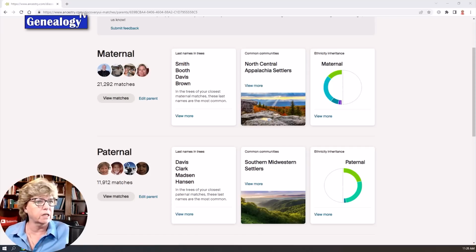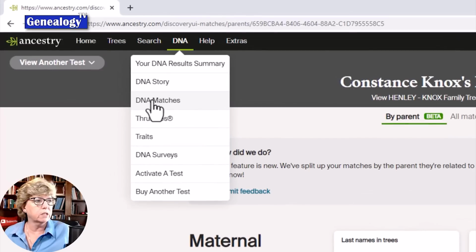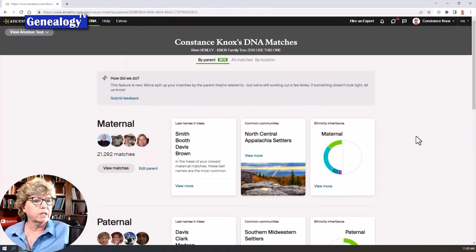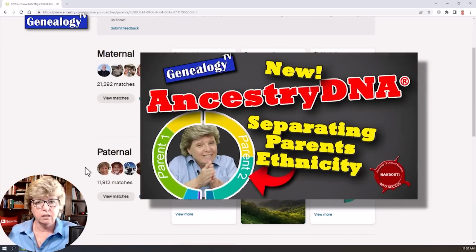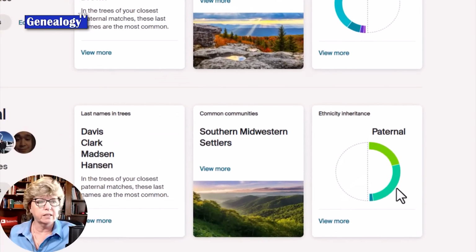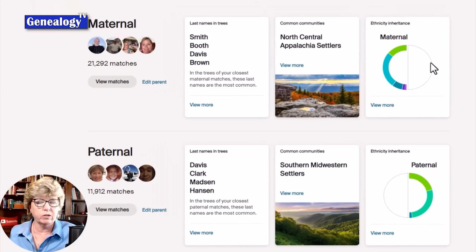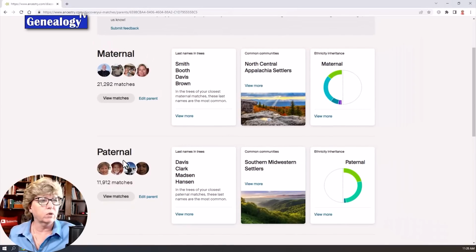So check this out. Let me show you where I'm at. I'm under DNA and I just went to cousin matches. Because I had previously identified my mother's side from my father's side in a previous episode, and my father's side has Danish ancestry where my mother's side does not, it was easy for me to identify that parent number 2 was my father's side. So for some of you, you may see parent 1 and parent 2.